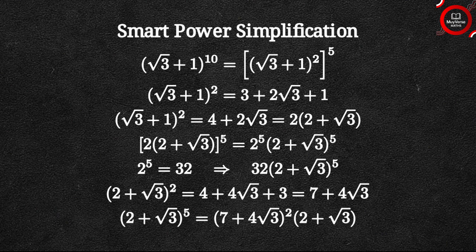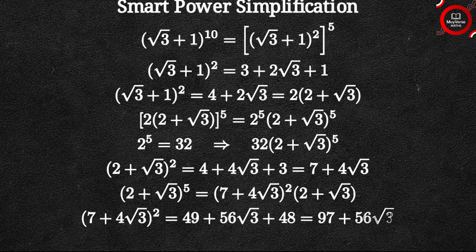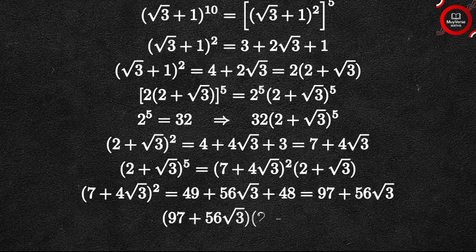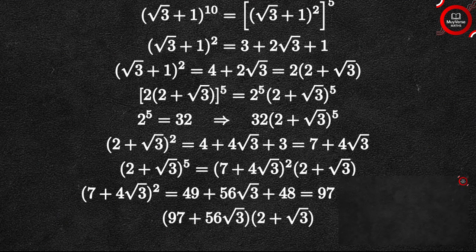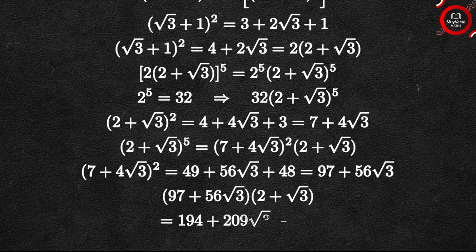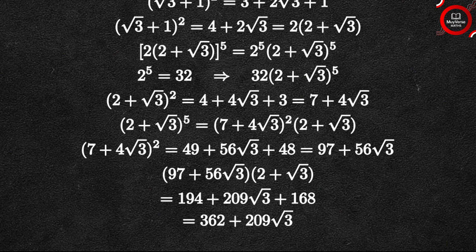Step 4, compute the square. (7 + 4√3)^2 equals 97 + 56√3. Now multiply by the remaining factor. Multiply (97 + 56√3) by (2 + √3). Distribute carefully. 97 times 2 is 194. 97√3 plus 112√3 is 209√3, and 56 times 3 is 168. Combine constants to get the simplified inner result. That gives 362 + 209√3.